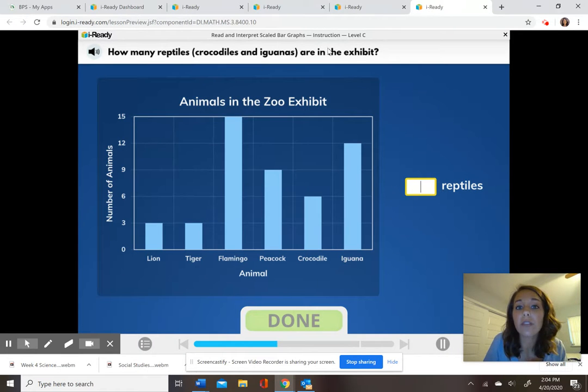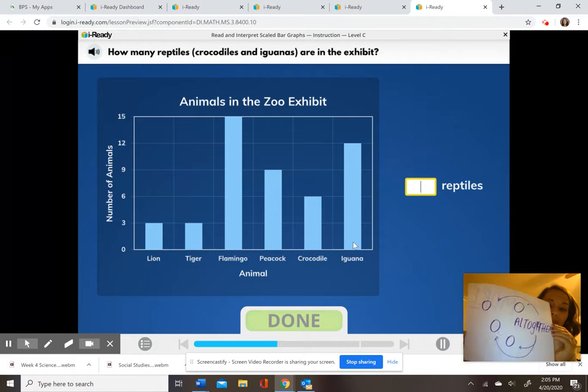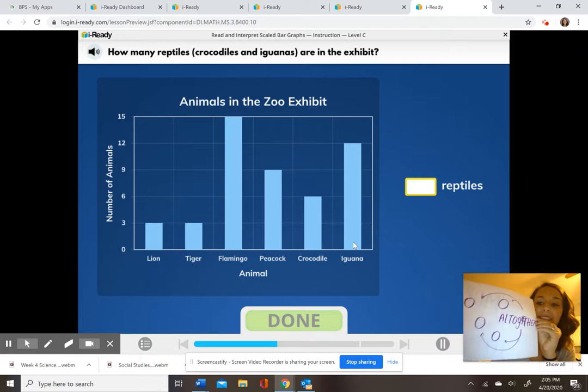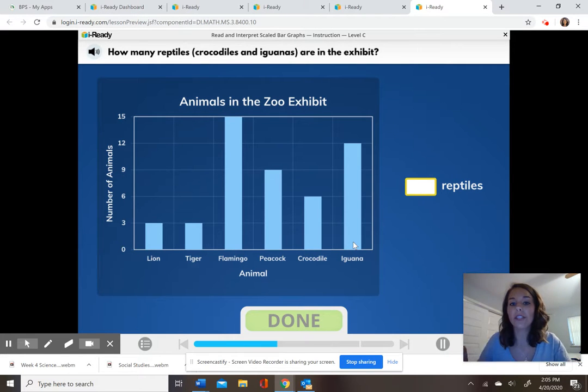How many reptiles are in the exhibit? So in this case, there are two animals that both count as reptiles, crocodile and iguana. So if I want to know reptiles altogether, the word altogether, and I kind of had a typo. I spelled it wrong, but it does say altogether. It means everything, altogether, everything. So you're adding for altogether. Altogether is add. Think A, altogether, add. In this case, you would add up these two, crocodile and iguana. Looks like iguana has 12. That's a reptile. And the crocodile had 6. So 12 plus 6 is 18. I type it in, I click done, I move to the next one.